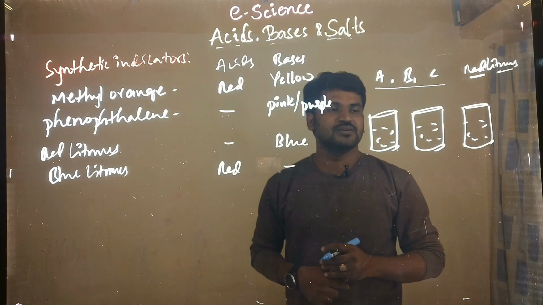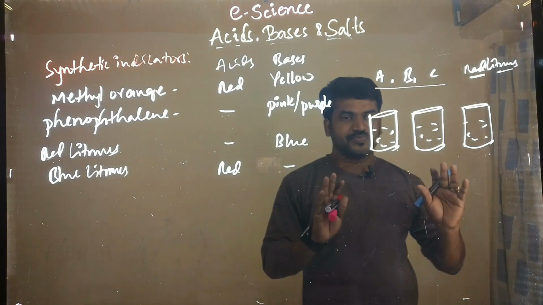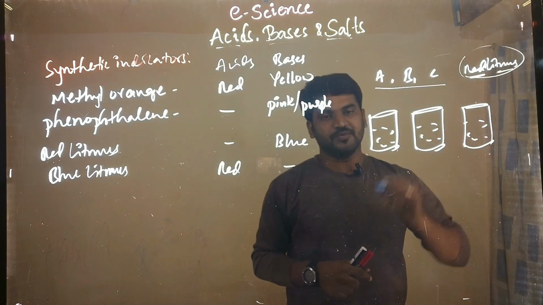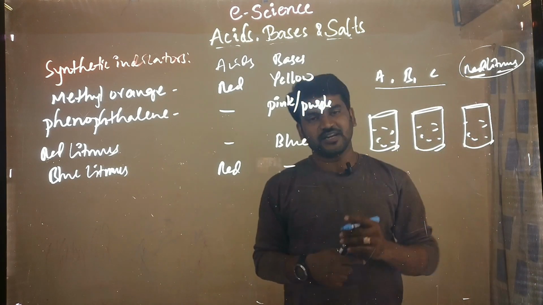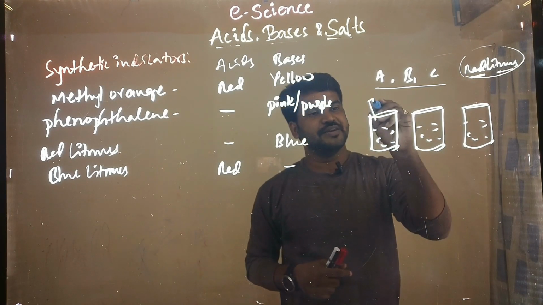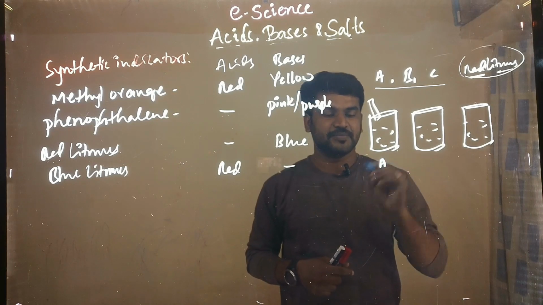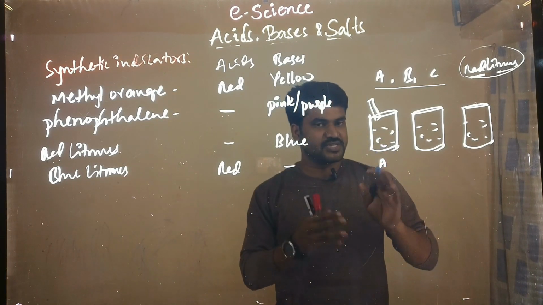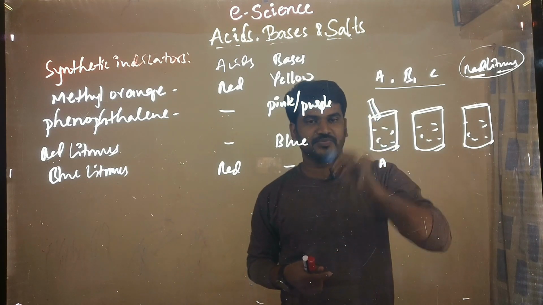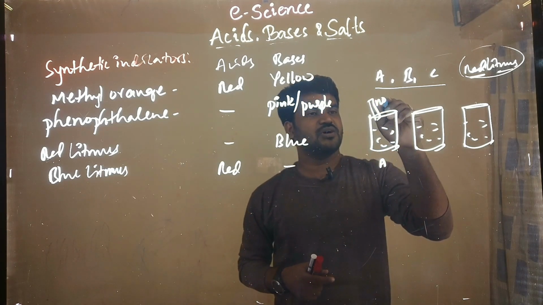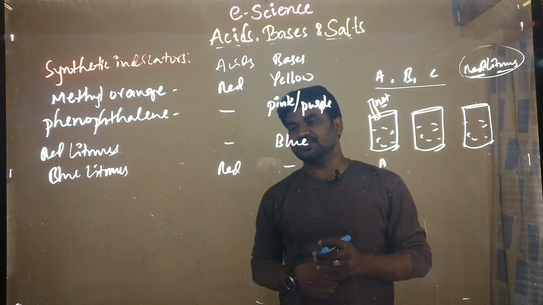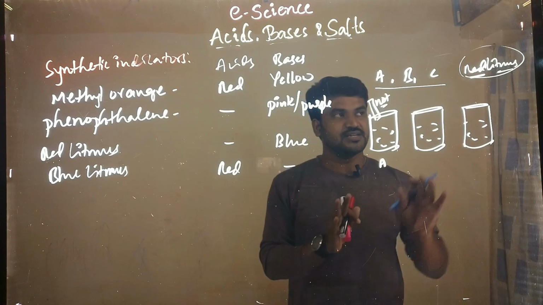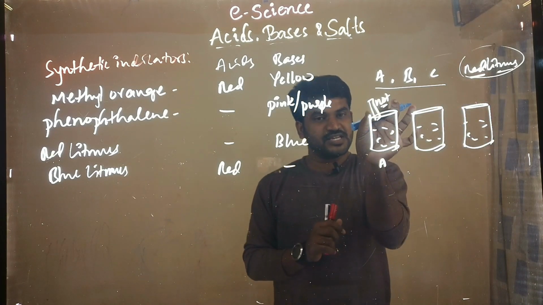That is our topic, right? So let us discuss. Suppose you assume three samples are there. We are having only red litmus. Now we'll take the red litmus paper and dip it in sample A. Just assume the red litmus is not showing any color change, right? So red litmus is not changing color.